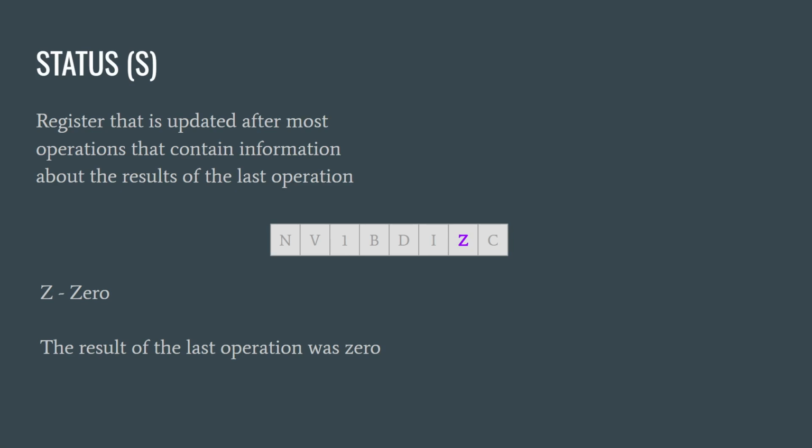The Z bit is the 0 bit. This flag is set when the last operation resulted in a 0. That could be from an addition, an increment, a decrement, or a load. Maybe not a load, I'll have to look back to see which instructions affect the Z bit. But if the last operation resulted in a 0 being the result, then the Z bit is set.